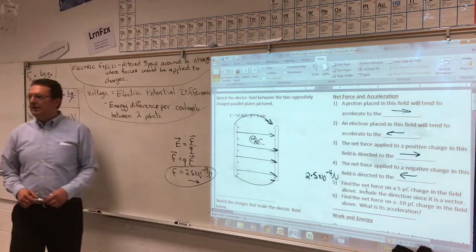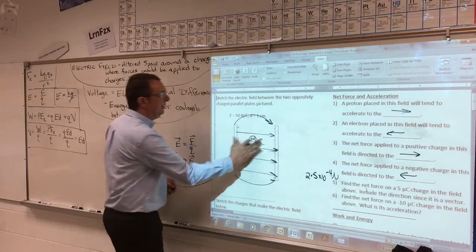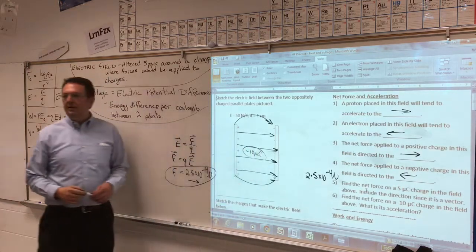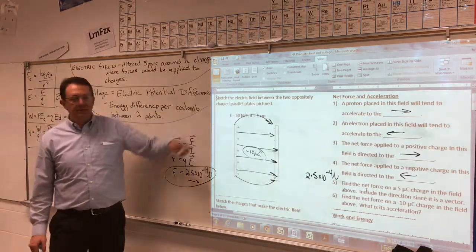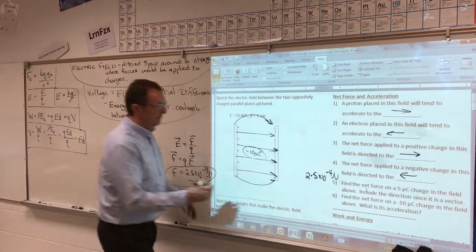And find the net force on a negative 10 microcoulomb charge placed in that exact same field. So you put that thing in there, negative 10 microcoulombs. You know the direction is going to be left. Do the exact same thing, and you get what? 5 times 10 to the negative 4th newtons going left.